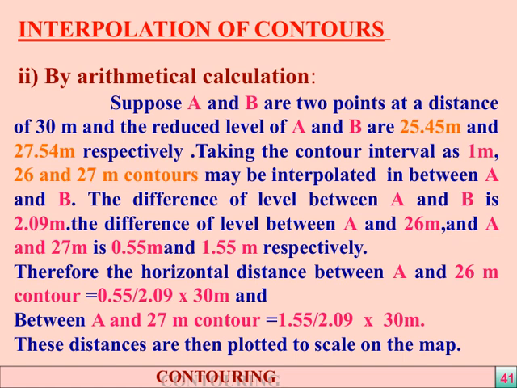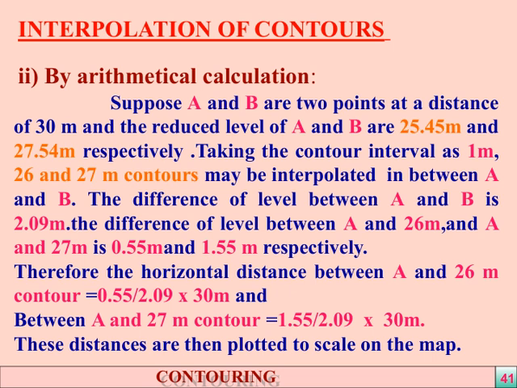Let's talk about the interpolation of contours. Suppose we have 2 points, A and B, which are 30 meters apart. The reduced level of point A is 25.45 meters, and for point B, it's 27.54 meters. Since our contour interval is 1 meter, we can interpolate the 26 and 27 meter contours between these 2 points.